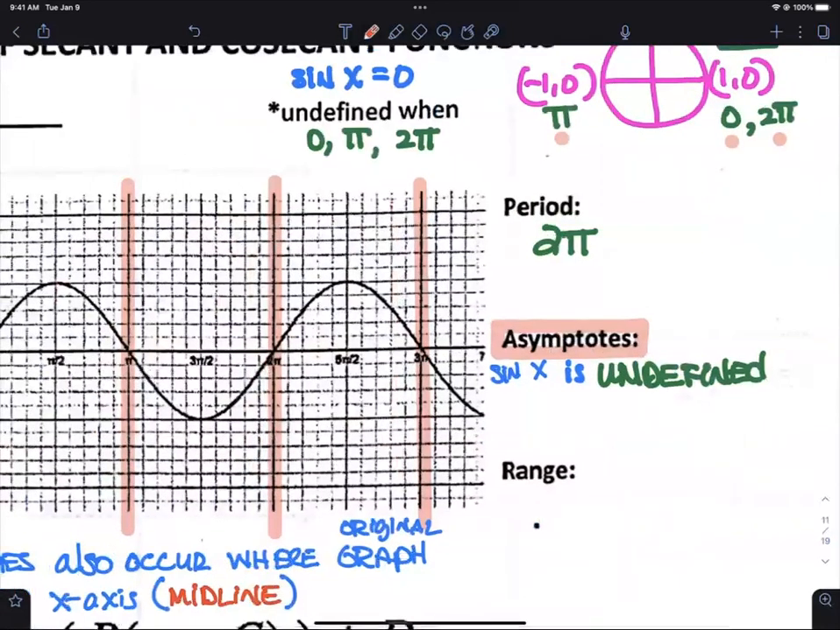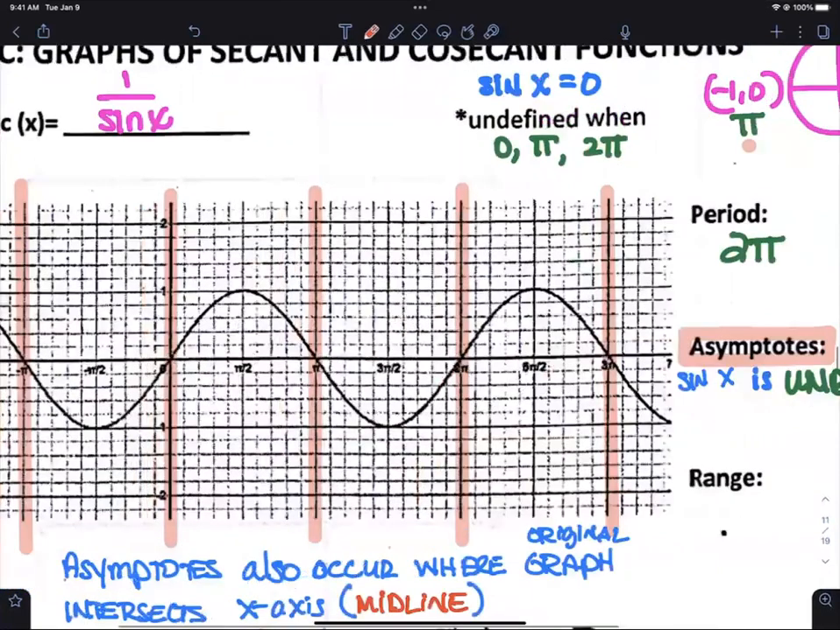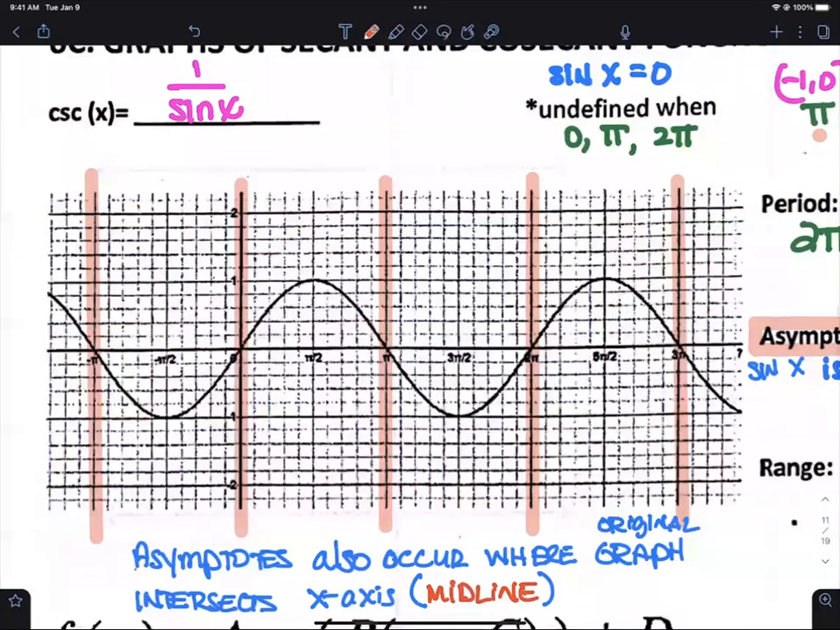The period of the graph is still 2 pi because you're still going around the circle 2 pi radians, but the asymptotes are a new twist, and the way the graph looks is also a new twist. What you're viewing here is just the basic sine graph. I've gone ahead and drawn in the asymptotes. They occur at increments of pi: negative pi, 0, pi, 2 pi, 3 pi.